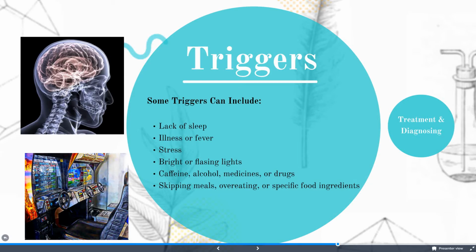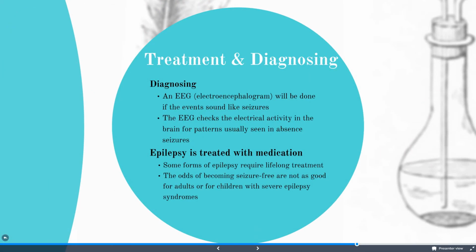The triggers: a lack of sleep, illness or fever, stress, bright or flashing lights, caffeine, alcohol, medicines or drugs, skipping meals, overeating, or specific food ingredients. Now, these are all specific to each individual. Each individual may even have ones that are not listed on this screen, but the main one for most individuals is lack of sleep. For my sister, it was lack of sleep and the video games. She was not able to do the video games at the arcades.